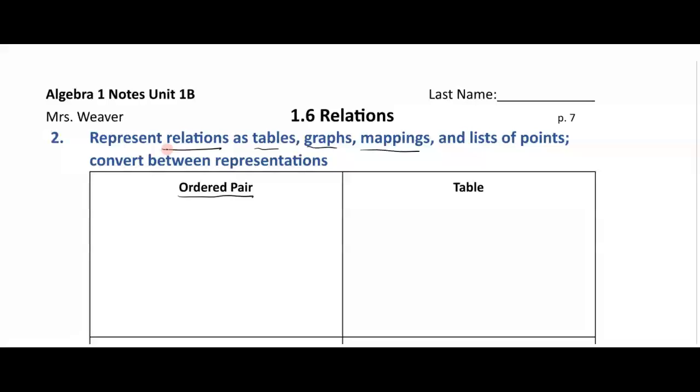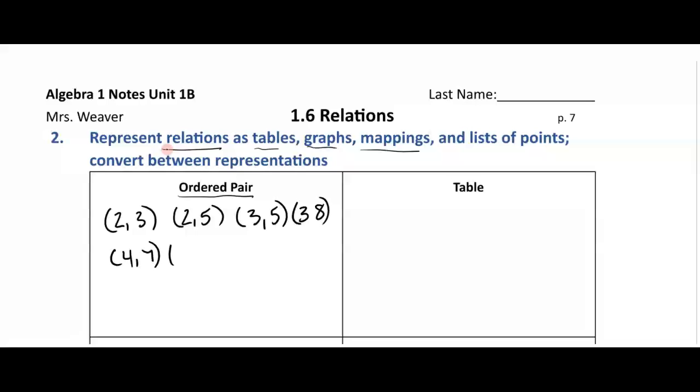All right, so in our ordered pairs, we can just do a list of points. So I could say the point (2, 3), and the point (2, 5), and the point (3, 5), and the point (3, 8). Let's say the point (4, 7), and the point (6, 10). So I could just list by ordered pairs like that, but it can be a little bit difficult to keep track of exactly where all the information is, an important piece of information. So we can list this in a few different ways.